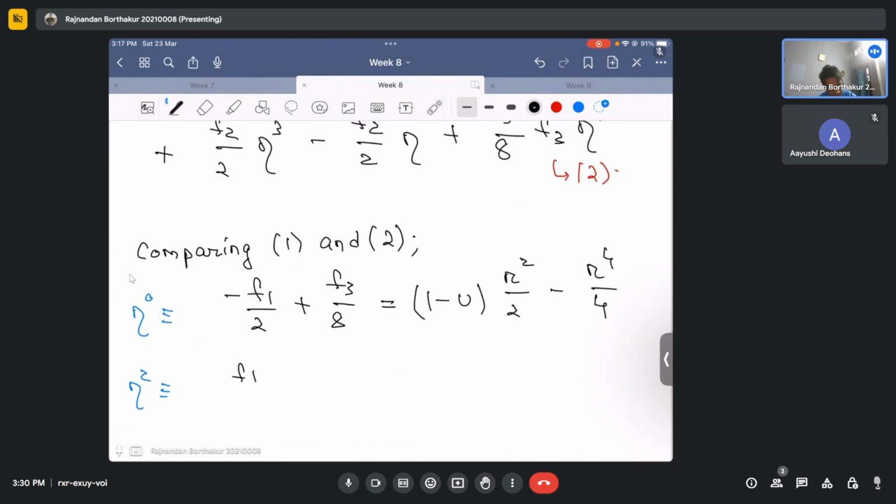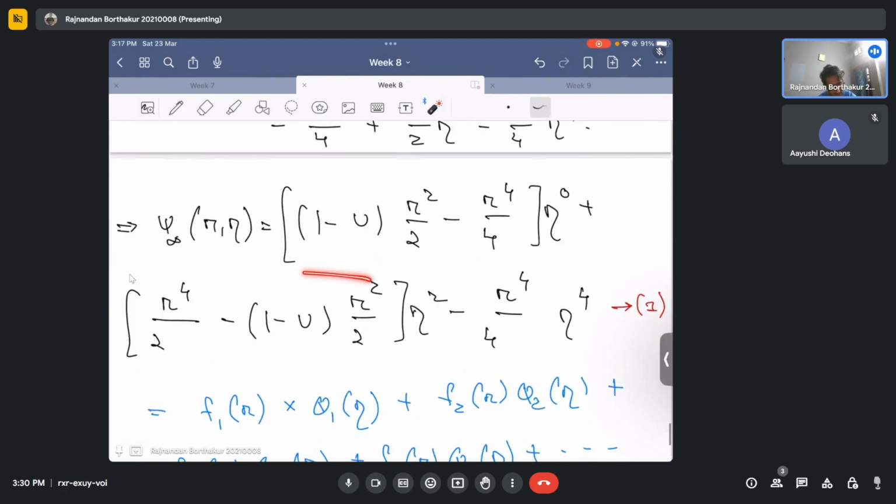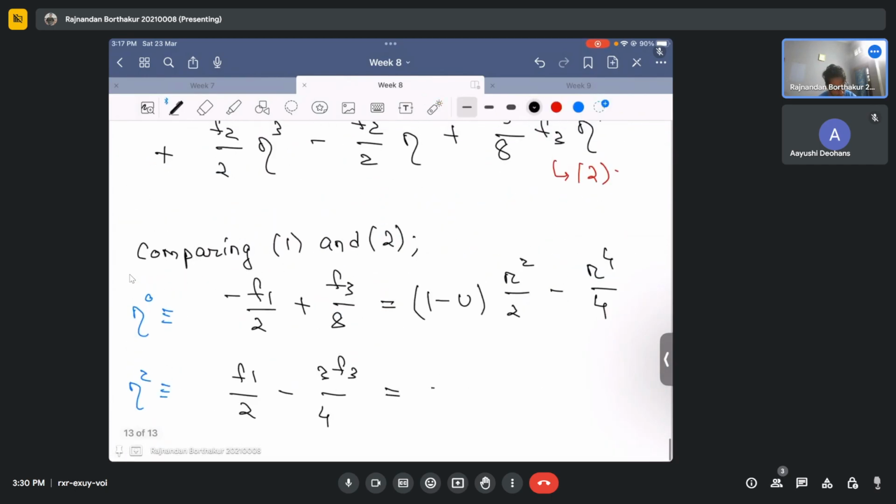So this is f1 by 2 minus 3f3 by 4. This becomes equal to the eta squared term in the form of psi infinity, which is basically something like this: r power 4 by 2. Let's write this: r power 4 by 2 minus 1 minus u into r by 2, and that's it. All right, so far so good.